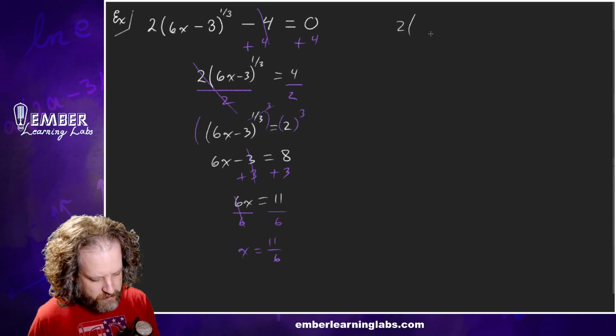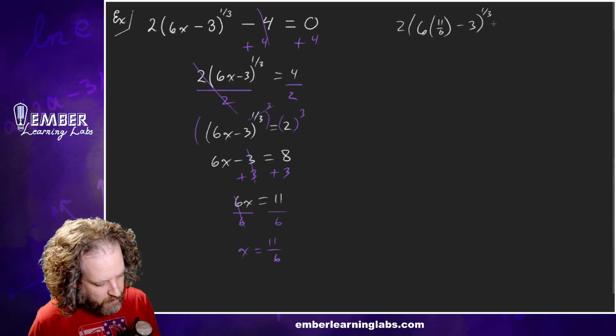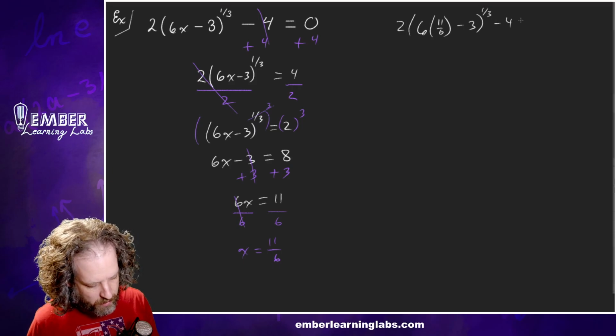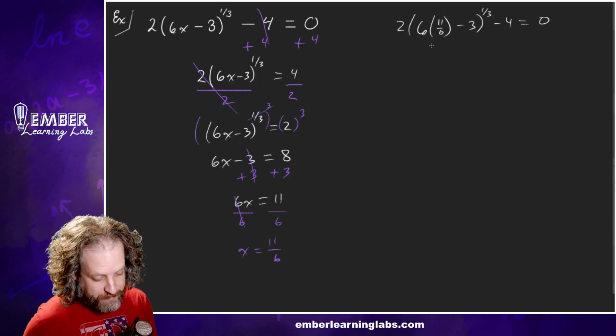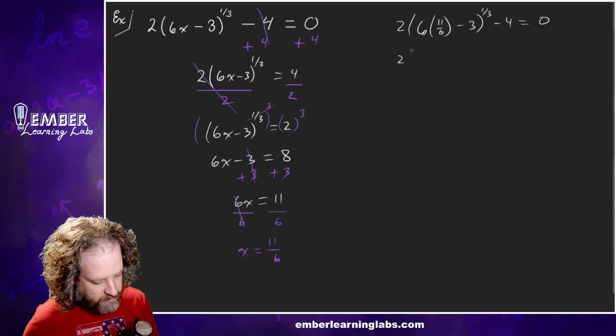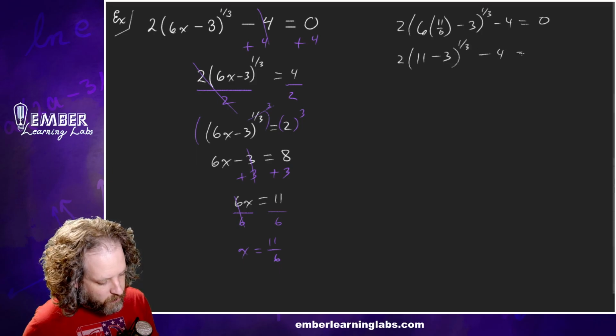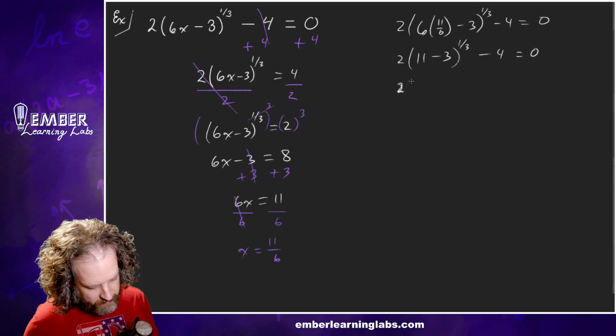Substitute it. So 2 times 6 times 11/6 minus 3 to the 1/3 minus 4. Does that equal 0? So we got to do the parentheses. So we got to clean up the inside. 6 times 11/6 is 11, right? So 2 times 11 minus 3 to the 1/3 minus 4. Does that equal 0? 11 minus 3 is 9.